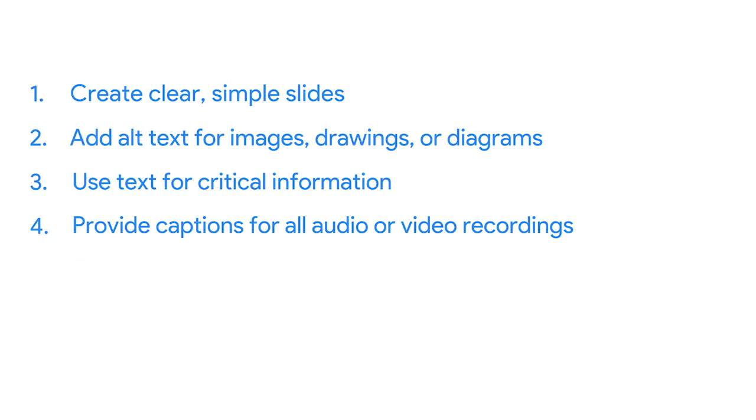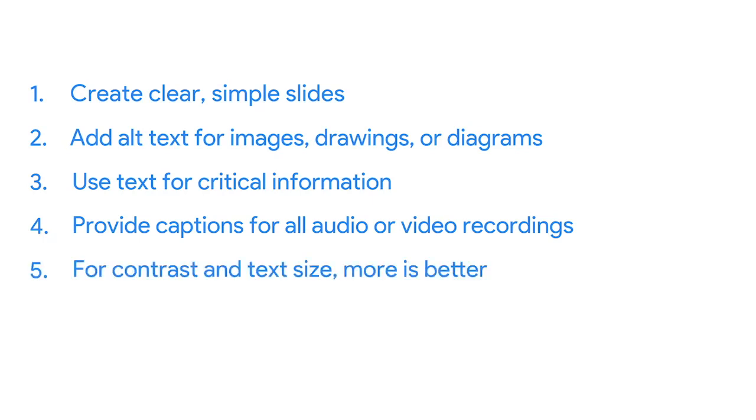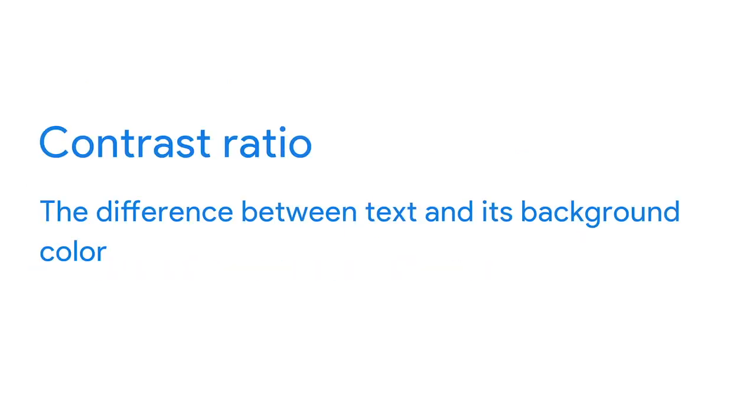Another thing to remember is, for contrast and text size, more is better. The difference between text and its background color is called contrast ratio. A high contrast ratio makes it easier for people to read text or decipher images, especially if they're sitting far away or have low vision or color blindness. An ideal contrast ratio is 7:1. There are contrast checker tools available online, so be sure to check those out.